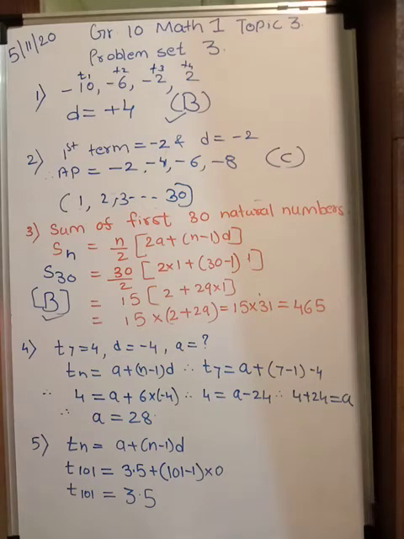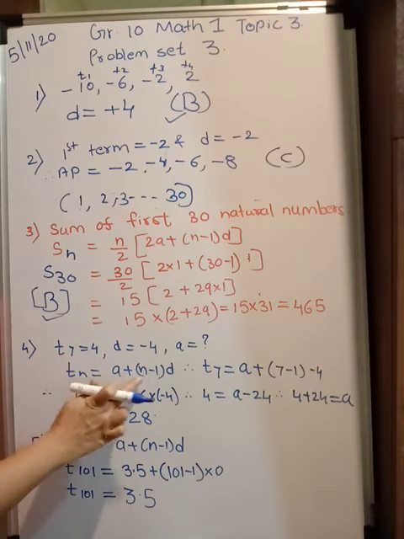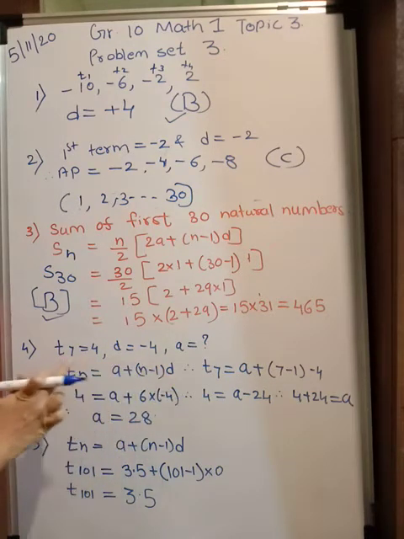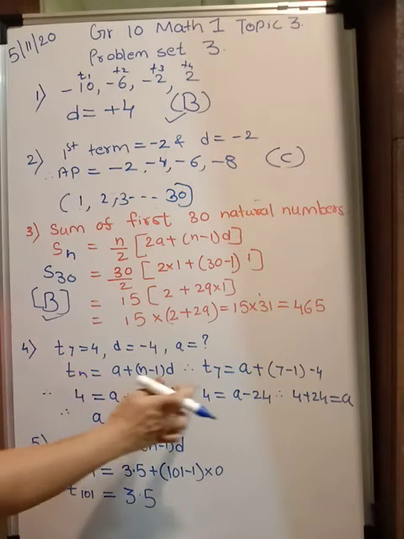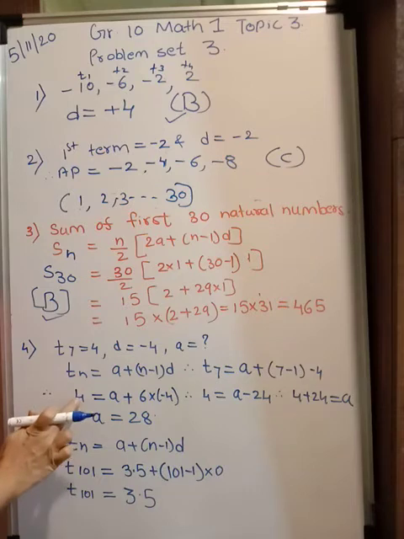Alright. Now let's go to the fourth question. The fourth question says for a given AP, T7 is equal to 4, D is equal to minus 4 and A is equal to question mark. Now see, T7, the 7th term, is given as 4. What is the formula? Tn is equal to A plus n minus 1 into D. We know what T7 is. T7 is 4. So for T7, I am writing here 4.